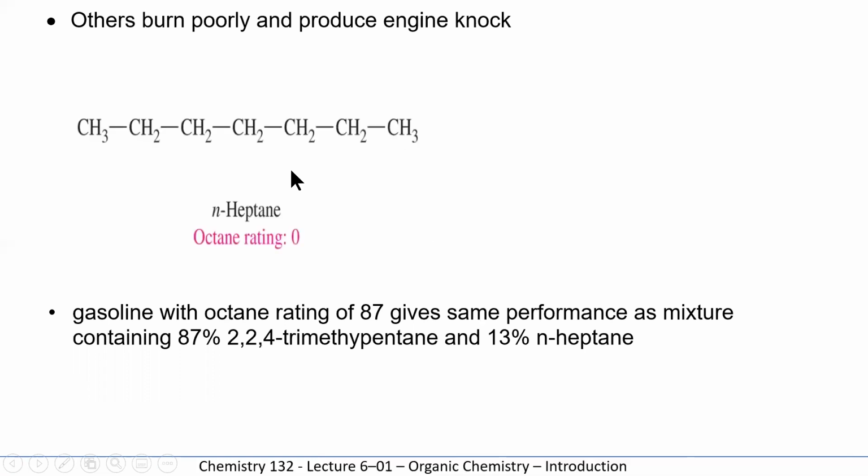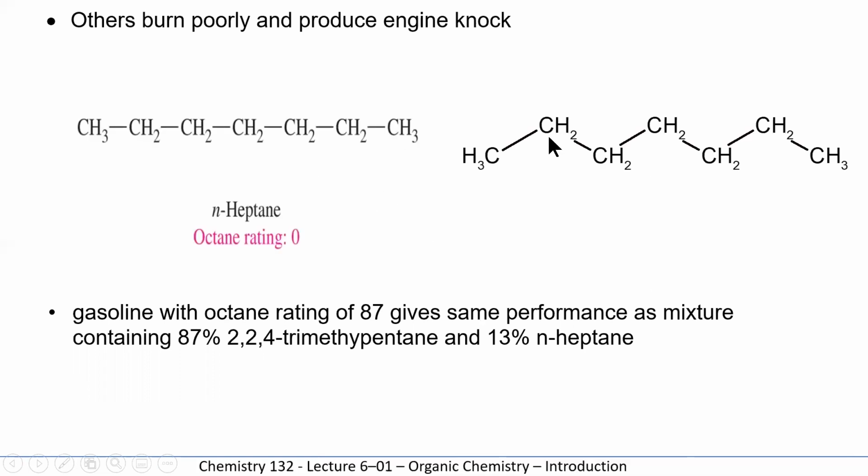So again, here is what a heptane typically is drawn like, but this curved structure here is probably a better representation of what it actually looks like because of the way that carbon bonds with not only carbon atoms, but the hydrogen atoms in a tetrahedral arrangement.